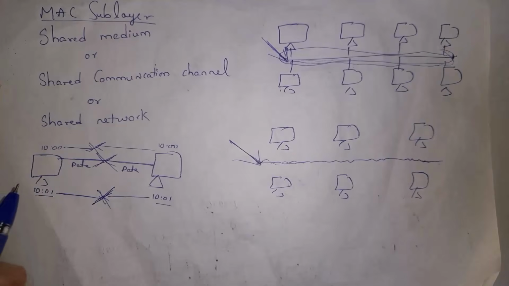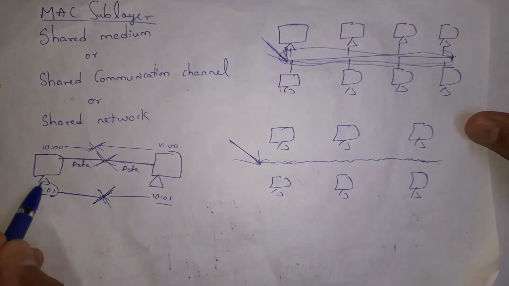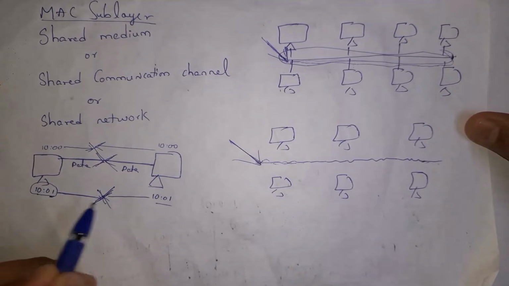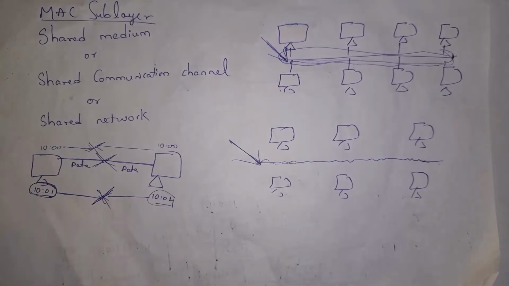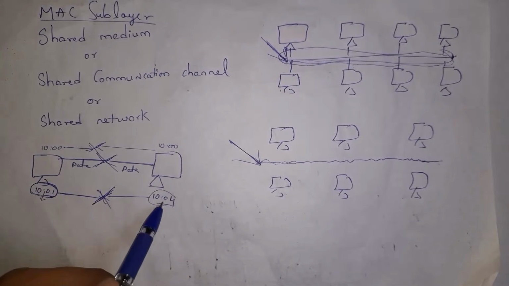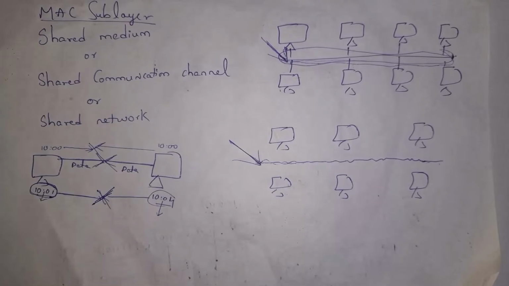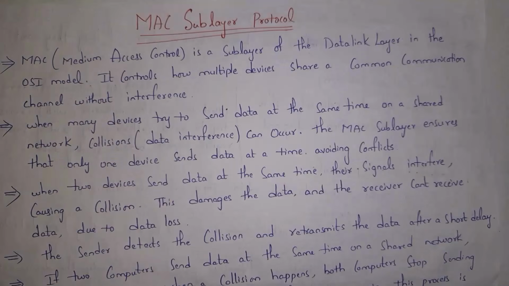So random time is nothing but this computer will send data at 10.1 second, this computer will send data at 10.4 seconds. They are sending data at random time, not at fixed time. So collision will not occur. So whenever collision occurs, computers need to send data again at random time. MAC, that is medium access control, is a sublayer of data link layer in the OSI model.